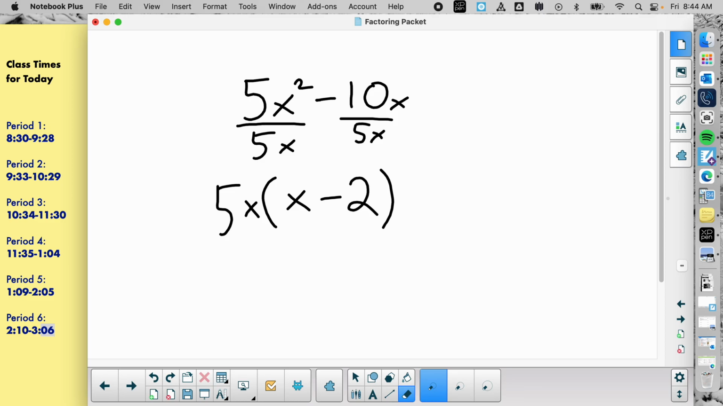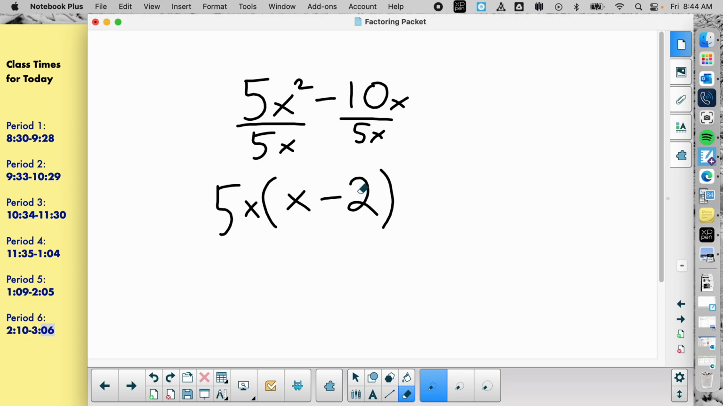Over the years, I've noticed some students absolutely need to write this down to be able to do it. Some students like to do the division in their head. It's just everybody's different, right? Are you guys okay knowing why 5x is the greatest common factor? You seemed pretty good at that yesterday. Okay. And then we're essentially always going to divide by what the greatest common factor was, and then write the answer in the parentheses.